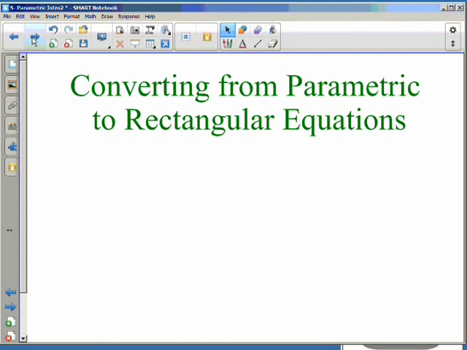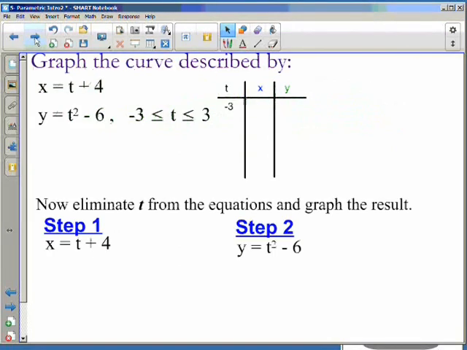And now we'll try converting from parametric to rectangular equations. In this case, we're going to start with equations x equals t plus 4 and y equals t squared minus 6. You should look at that and think that might be a parabola. If we use -3 as our smallest value, we get x and y values of 1, 3. And continuing through from -3 all the way to +3, get quite a list of numbers here.